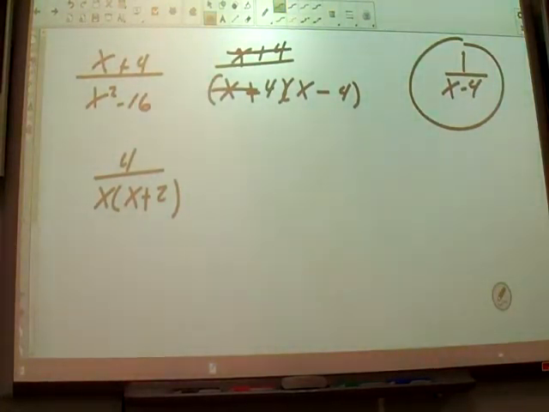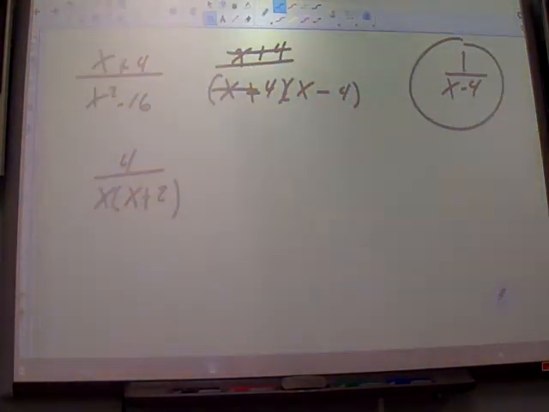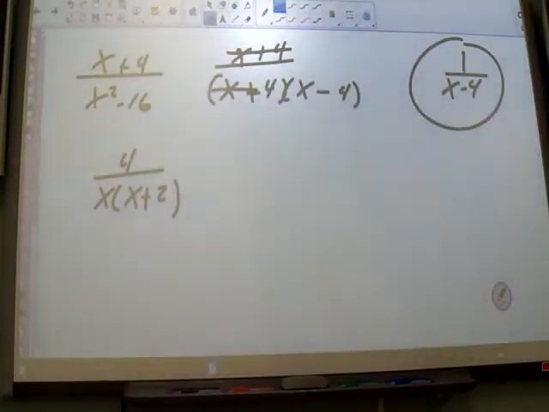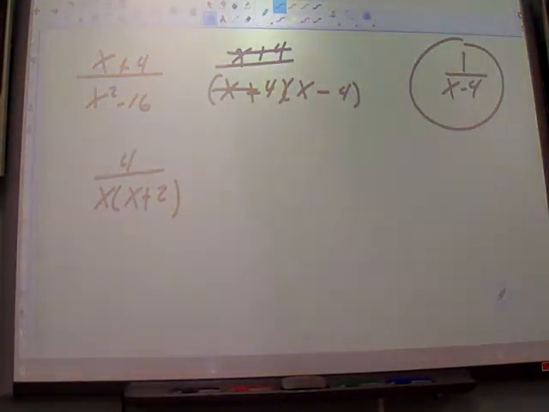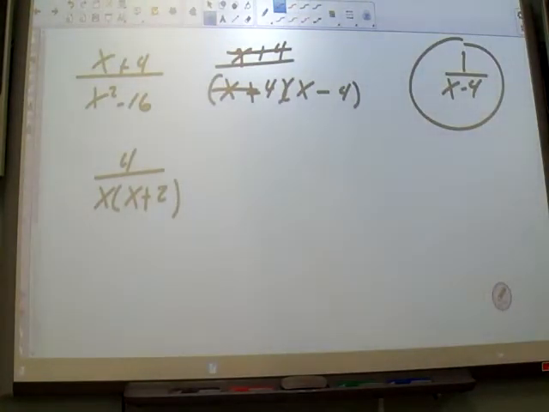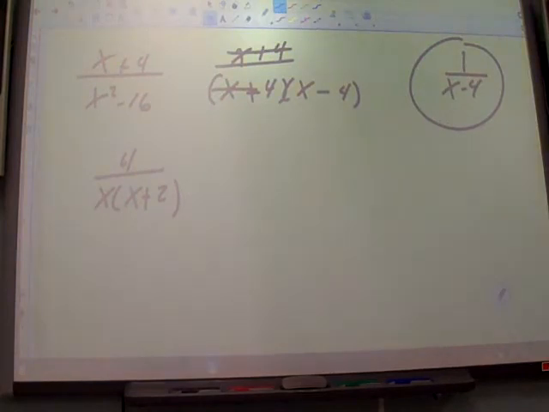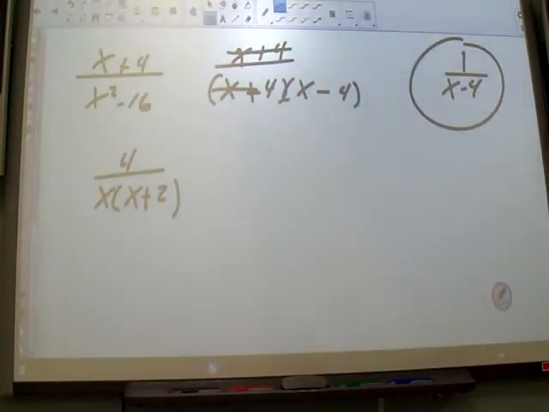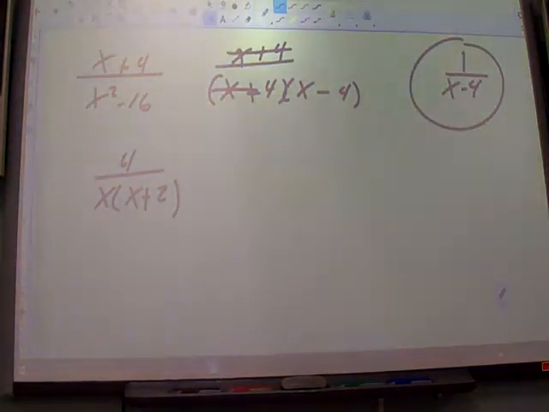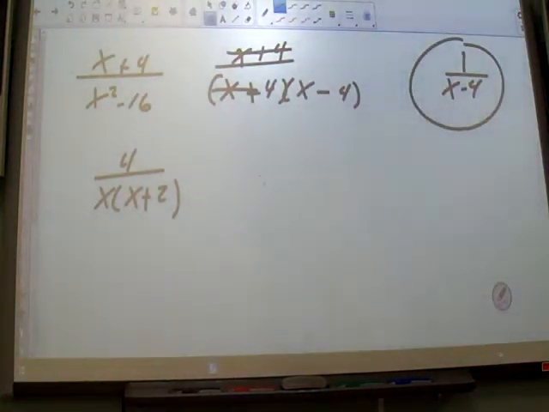Okay, remember, for me to simplify, for me to get to use my ninja sword, I got to have a whole thing the same that I can mark out. So on the top, I got a 4. Is there a 4 on the bottom to mark out with that? No. On the bottom, I've got this x. Is there an x on top to mark out with that? No. I got an x plus 2. Is there an x plus 2 on top to mark out with that? No. So I can't simplify that.